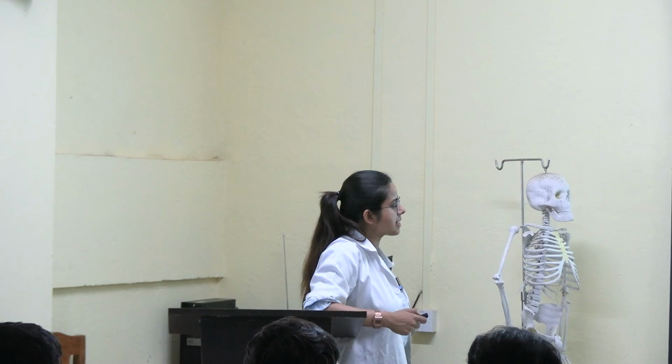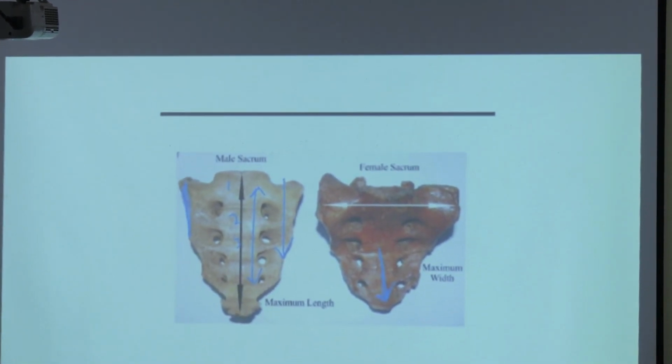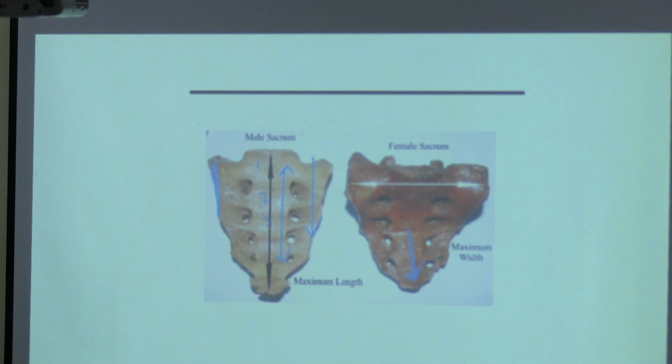Now this is the male sacrum and this is the female sacrum. The male sacrum is different from that of the female sacrum. Is this clear, the structures?